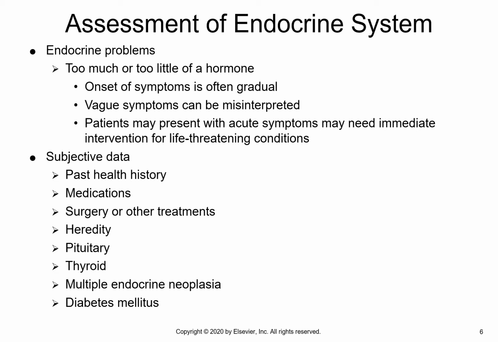Surgeries or other treatments. So ask about past medical, surgical, and obstetric history, including numbers of pregnancies and live births. Assess growth pattern and stages of physical and emotional development. For example, knowing about radiation therapy to the head and neck is important when you suspect thyroid and pituitary problems. We're also going to look at multiple endocrine neoplasia, which is if they have a history of endocrine cancers, and if they have a history of diabetes mellitus.